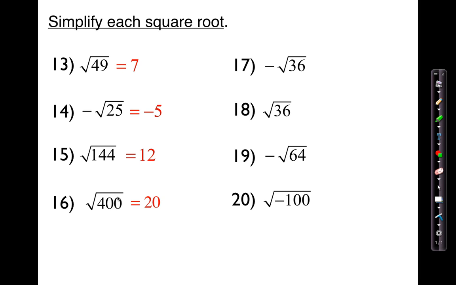Okay, so let's see how well we did. Number 17, the opposite of the square root of 36 is a -6. Number 18, the square root of 36 is just 6. And number 19, the opposite of the square root of 64, it would be a -8.